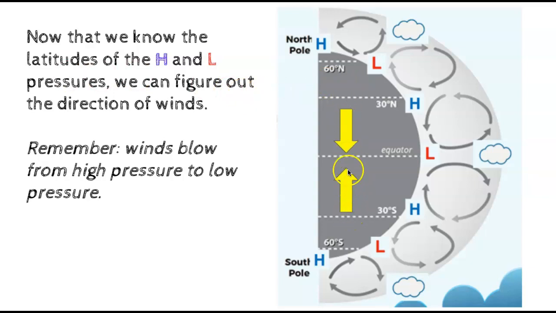So from high to low. Farther away from the equator, we get winds blowing from the 30 up to the 60, from high to low, and opposite in the southern hemisphere, from high to low. And once again, up at the poles, from high pressure to low pressure.